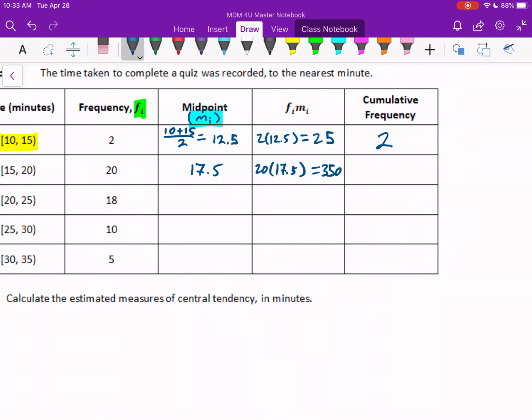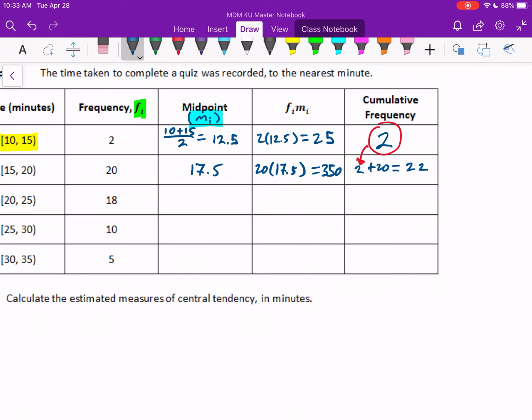Now, the cumulative frequency for this one, cumulative means that we're adding it together. So it's the previous one, this 2 here, plus the 20 that's in this row. So now we're up to a cumulative 22. In other words, by the time we get to the end of this row, we've looked at 22 pieces of data.